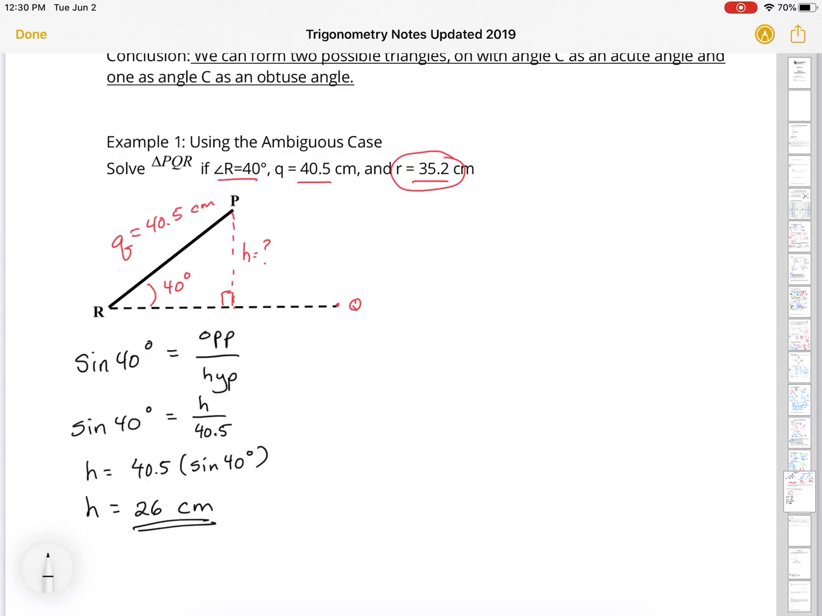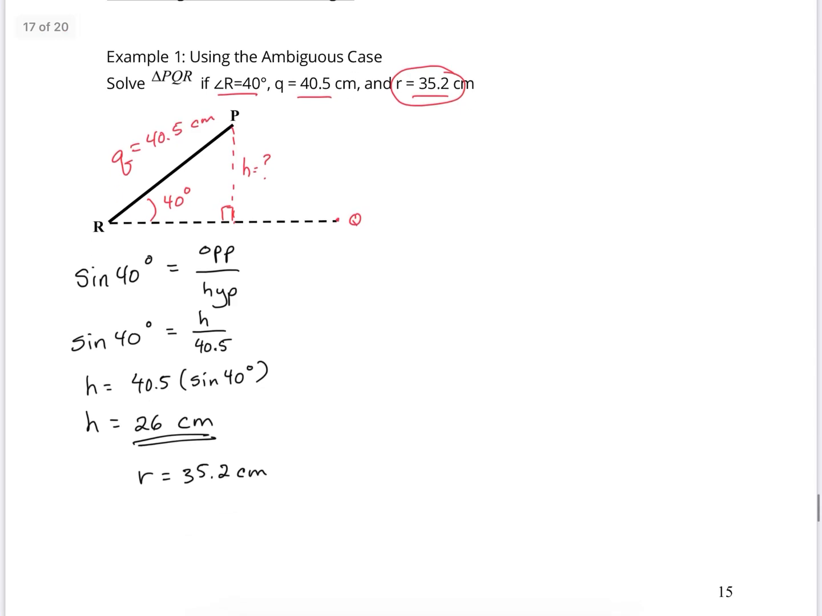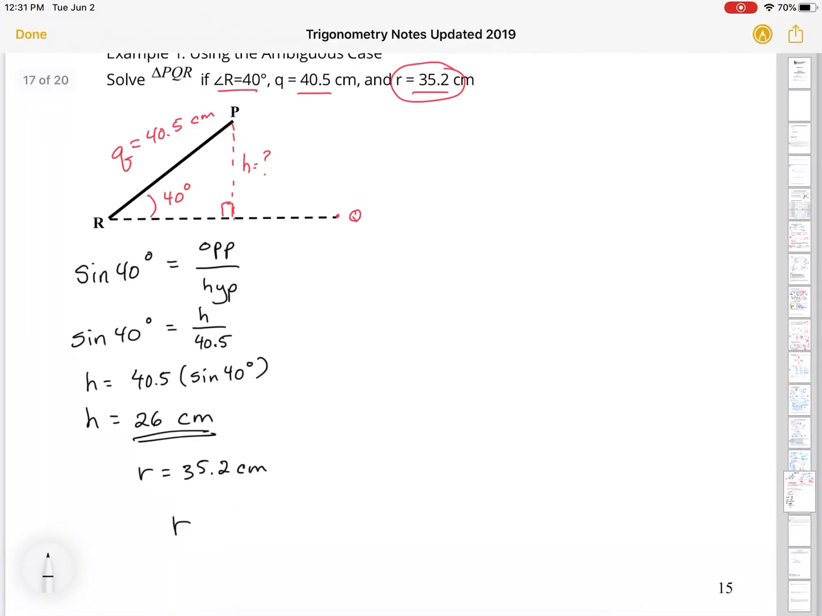Now, R is 35.2 centimeters. It is R, so from this information, R is less than Q and greater than the height. So it fits the parameters of the ambiguous case. Okay, so we're going to have two triangles. So let's start solving and let's see.